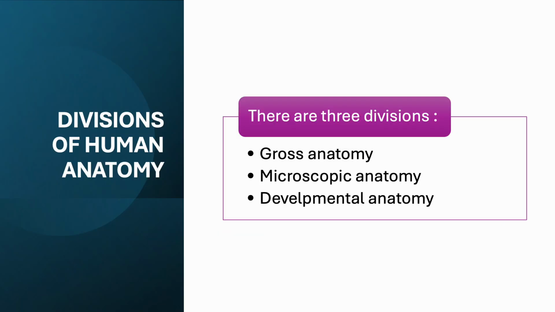Divisions of human anatomy are three. We have gross anatomy, studying the structures that can be seen by the naked eye. Minute structures are studied with the microscope under microscopic anatomy. Then we have developmental anatomy, or embryology.